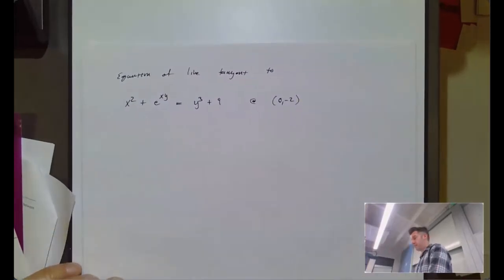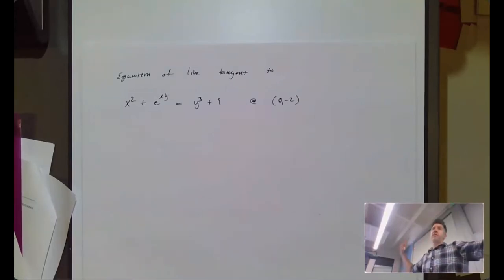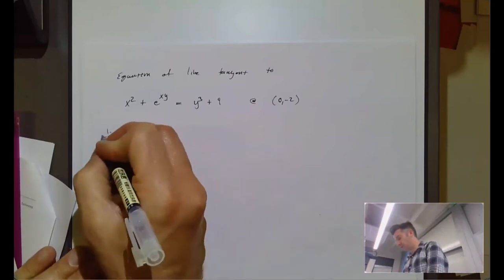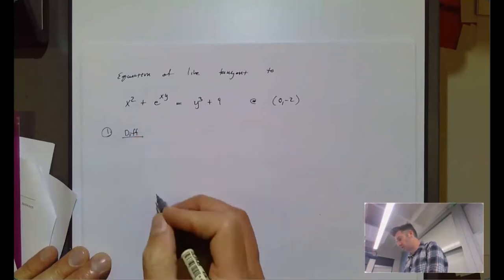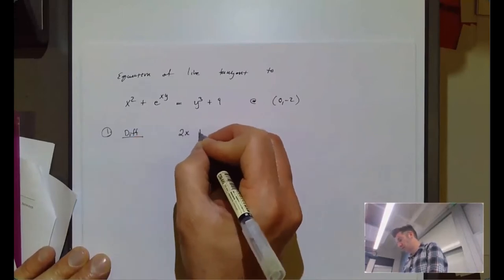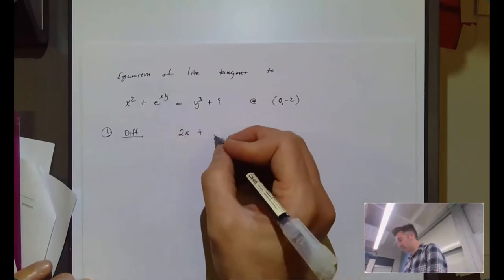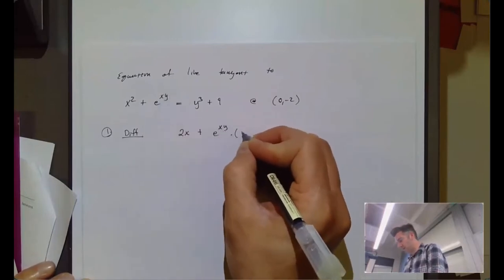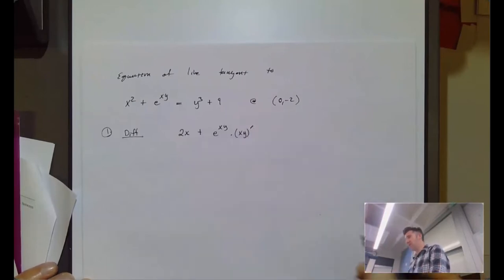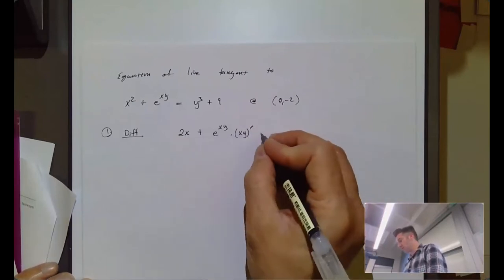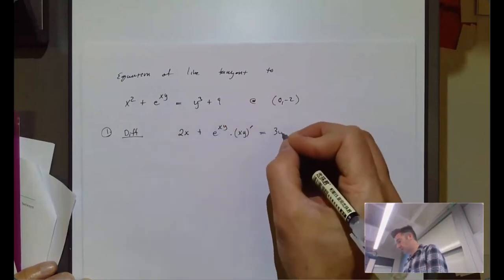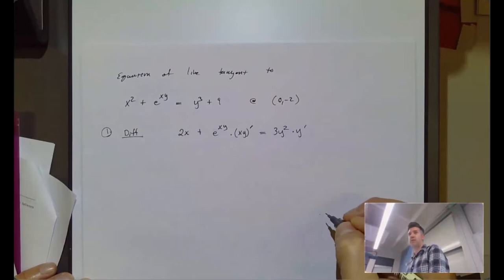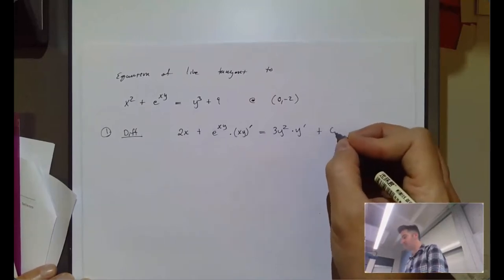All right. So there's two different types of implicit differentiation problems typically. This is the kind that I like better, where you don't actually have to find the derivative as a function of y and x. So here's what we're going to do first. Differentiate. The derivative of x squared is 2x. The derivative of e to the stuff is e to the stuff times the derivative of the stuff. So I'm actually going to leave that and we'll do it another step. The derivative of y cubed is going to be 3y squared times y prime, plus the derivative of 9 is 0.